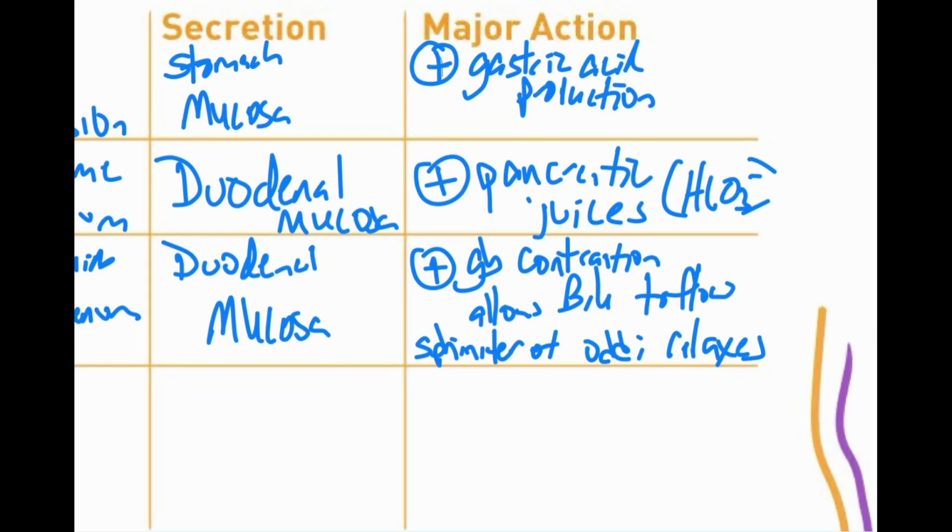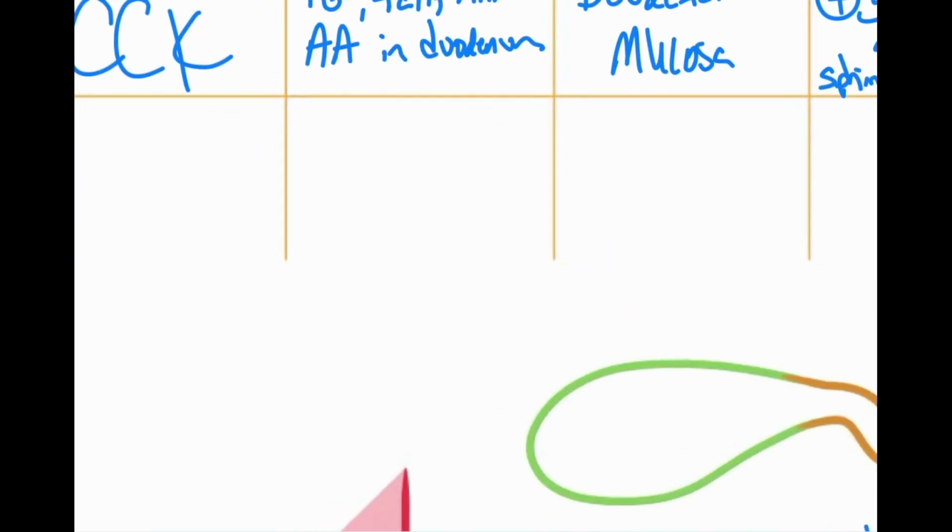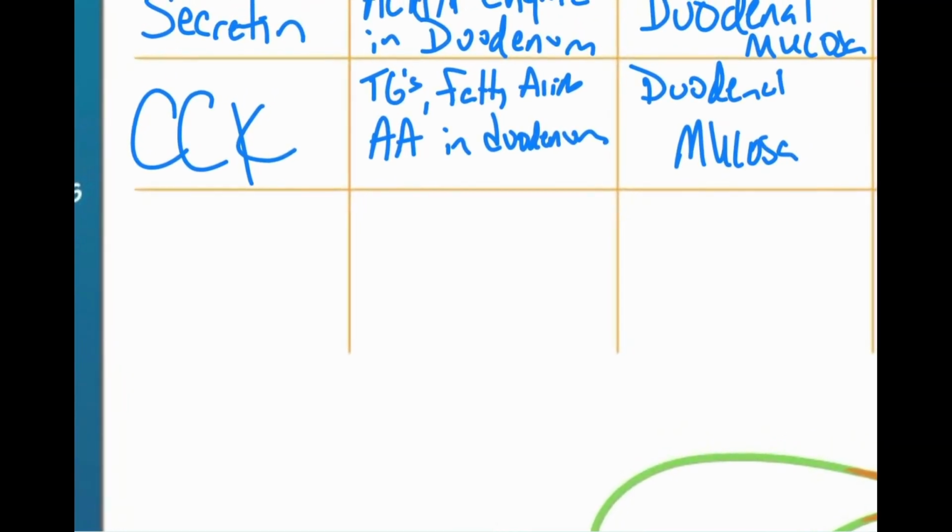The gallbladder itself, all it does is it stores and concentrates the bile. That's all it does. And when you have a fatty meal, cholecystokinin tells the gallbladder to contract, so the bile leaves the gallbladder, goes down the bile duct into the common duct, and then into the intestine. The last hormone is our GIP.